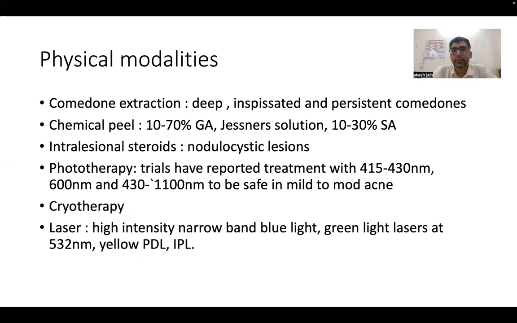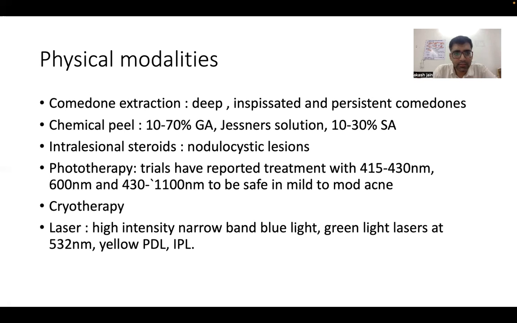Now, apart from the oral treatment, what are the physical modalities which we can use in acne? First is comedone extraction. This is the simplest procedure, mainly indicated in deep, incipient and persistent comedones, and helps in the removal of comedones. Second is chemical peeling, which is indeed helpful in acne patients. Various chemical agents used are 10 to 70% glycolic acid, Jessner's solution, and 10 to 30% salicylic acid. It helps in faster resolution of acne.